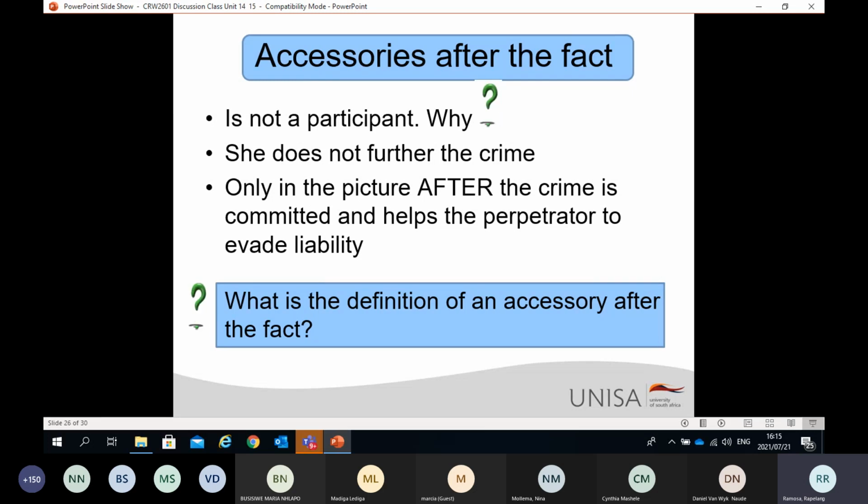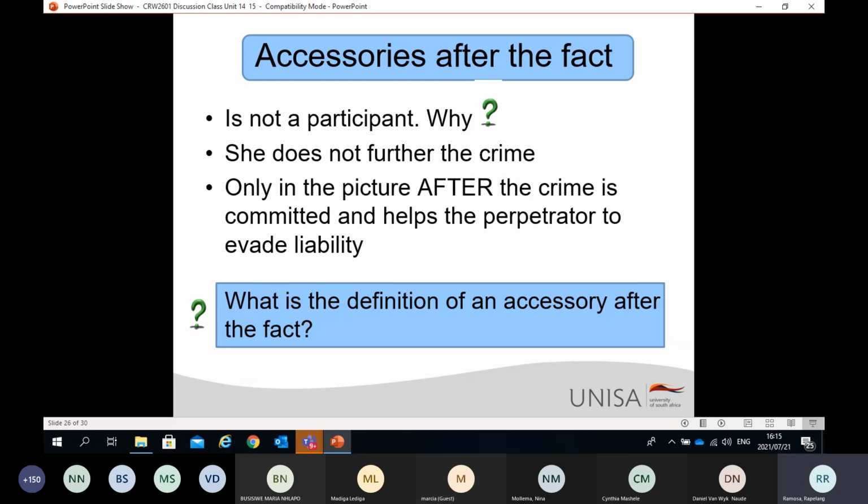Accessory after the fact, on page 217, there's the definition of accessory after the fact. We have explained that accessory after the fact is not a participant because they do not further the crime. They only come in the picture after the crime is committed. And importantly, they help the perpetrator or the accomplice to evade liability. Make sure that you understand the definition concerned.